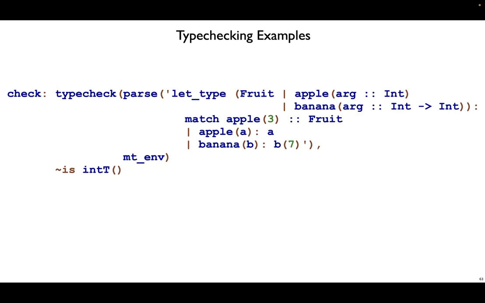Now for match. This is a bit more tricky. If we were interpreting this match expression, we know that we would go down this first branch, and the result would be whatever a is bound to. So that's an int 3.